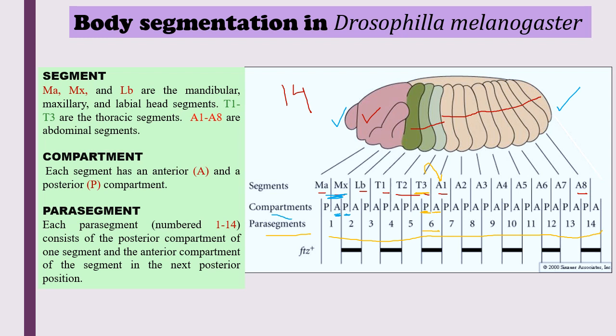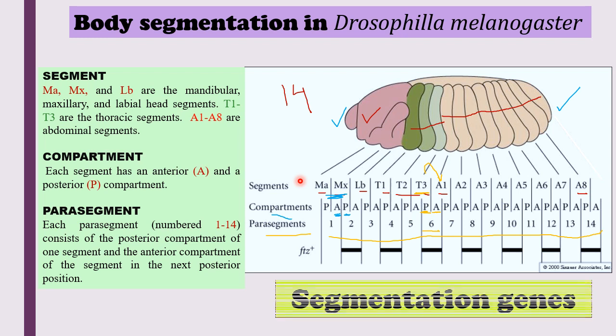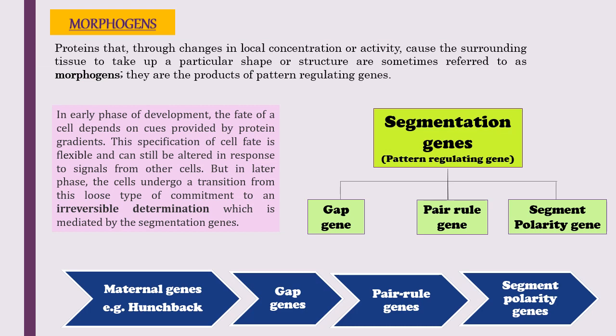So this is how the whole body of Drosophila has been segmented, and this segmentation pattern is ensured by segmentation genes. So what are segmentation genes? Let's study in more detail. In our previous slide, we have already discussed morphogens. They are the proteins that, through change in the local concentration or activity, cause the surrounding tissue to take up a particular shape or structure. They are the product of pattern regulating genes, and one of the major types of pattern regulating genes are segmentation genes that regulate the type of segmentation and its pattern in the Drosophila body.